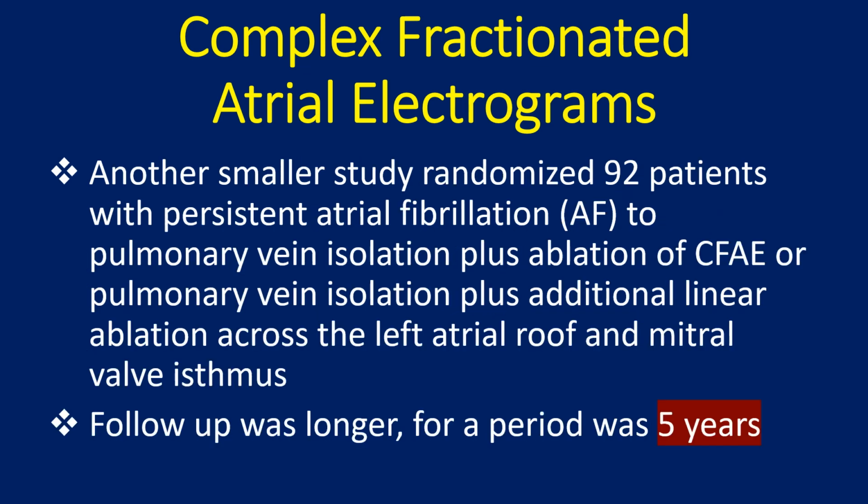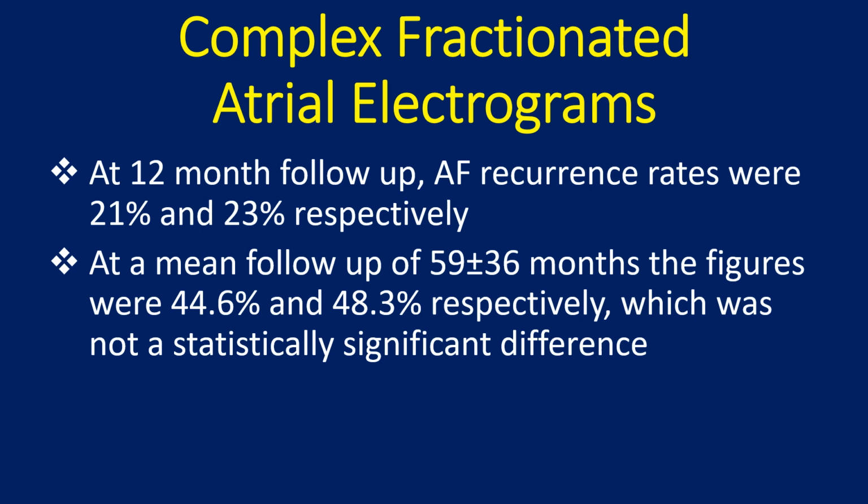Another smaller study randomized 92 patients with persistent atrial fibrillation to pulmonary vein isolation plus ablation of CFAE, or pulmonary vein isolation plus additional linear ablation across the left atrial roof and mitral valve isthmus. Follow-up was longer, for a period of 5 years. At 12 months follow-up, AF recurrence rates were 21% and 23% respectively. At a mean follow-up of 59 plus or minus 36 months, the figures were 44.6% and 48.3% respectively, which was not a statistically significant difference.